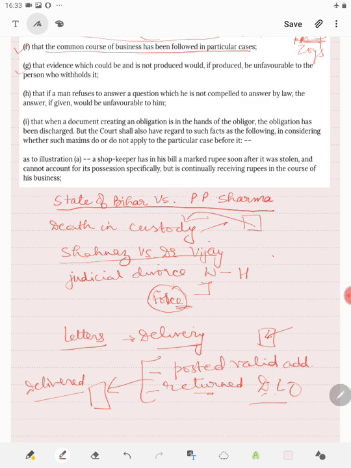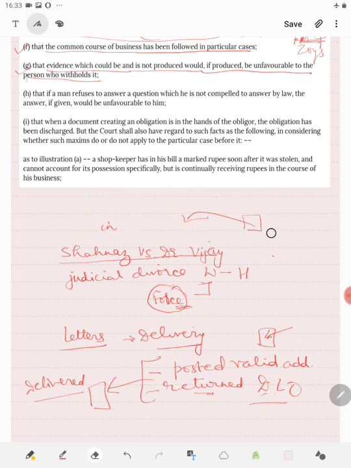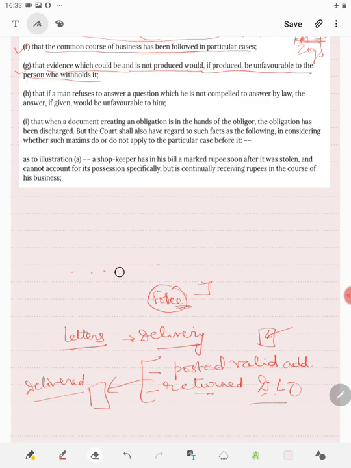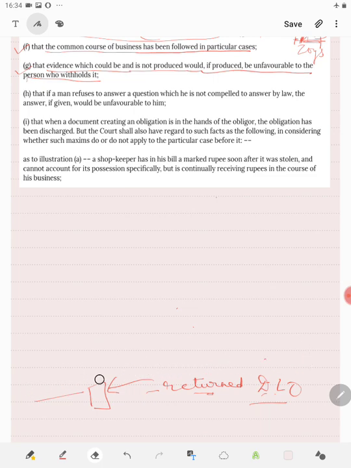Now G, that evidence which could be and is not produced would, if produced, be unfavorable to the person who withholds it. That is, if a person is called to give evidence, or a person has a particular evidence and he does not give that evidence, then the normal presumption would be that it is against him, therefore he is not giving that particular evidence.